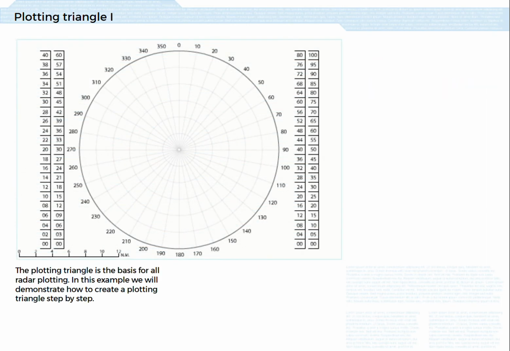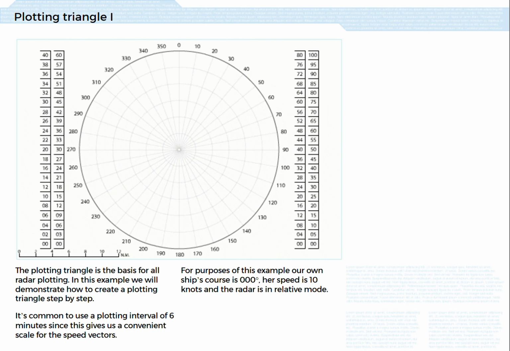The plotting triangle is the basis for all radar plotting. In this example, we will demonstrate how to create a plotting triangle step by step. It's common to use a plotting interval of 6 minutes, since this gives us a convenient scale for the speed vectors. For purposes of this example, our own ship's course is 0 degrees, her speed is 10 knots, and the radar is in relative mode.